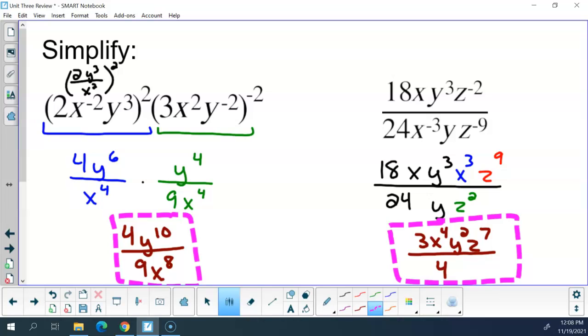Yes, ma'am. So wait, when I get 4y, in green or in blue? In blue, go for both. For blue, I got 6 y's. Why did I get 4 out in front? Because 2 has to be squared. 2 squared is 4. I think she's asking how I got this 4 right here. Yeah, this 2 has to be squared, and then you move that negative down, right?